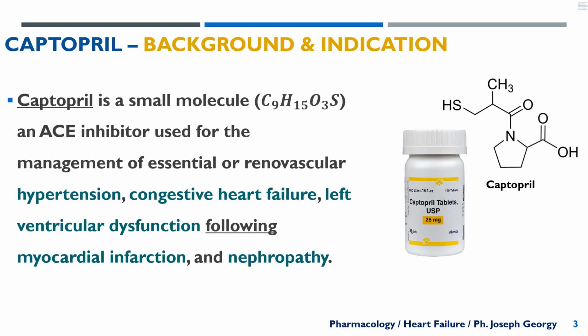Captopril background and indication. Captopril is a small molecule. Its chemical structure is composed of 9 carbon atoms, 15 hydrogen atoms, 3 oxygen atoms and 1 sulfur atom. We can observe its structure on the right. It's an ACE inhibitor, which is used for the management of essential or renovascular hypertension, congestive heart failure, left ventricular dysfunction following myocardial infarction, and nephropathy.